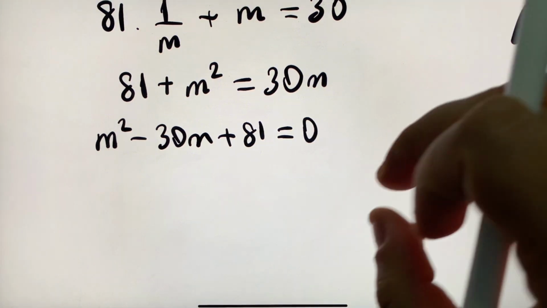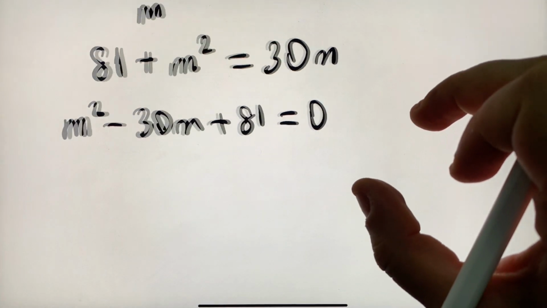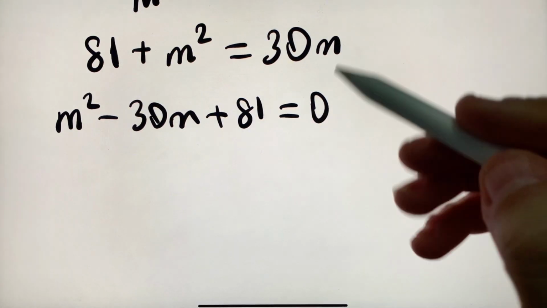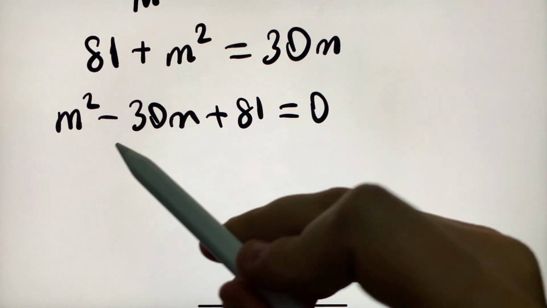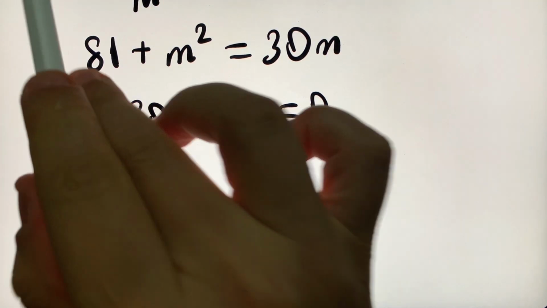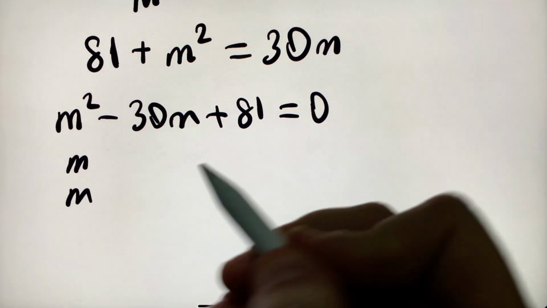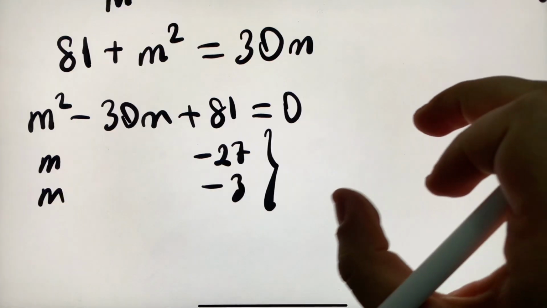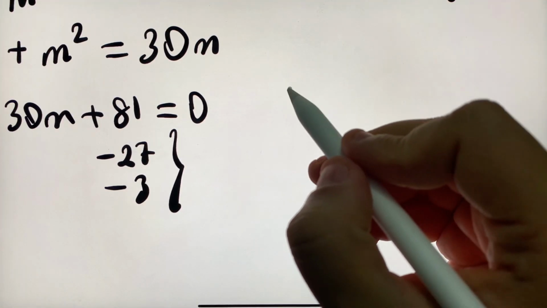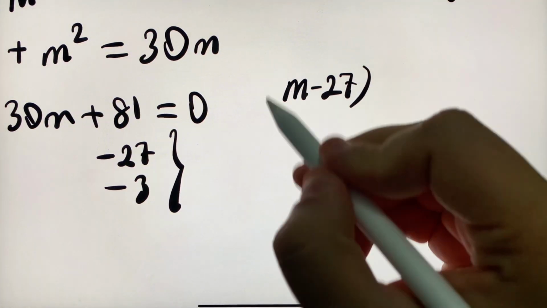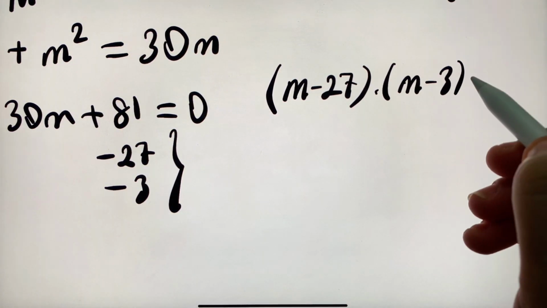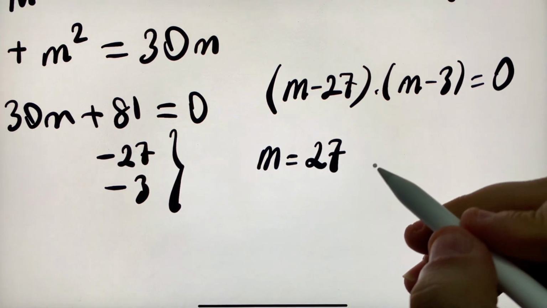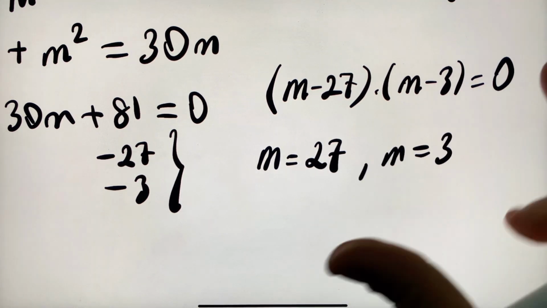Now, what can I do in this situation? What did it give us? It gave us an equation of the second degree. What did we know about it? I know that the product is 81 and the sum is minus 30. Think about what these numbers are. Minus 27 and minus 3 will satisfy this equation. Then we can express it like this: m minus 27 times m minus 3 is equal to 0. From here, one value we call m will be 27. From here, the value we call m will be 3.